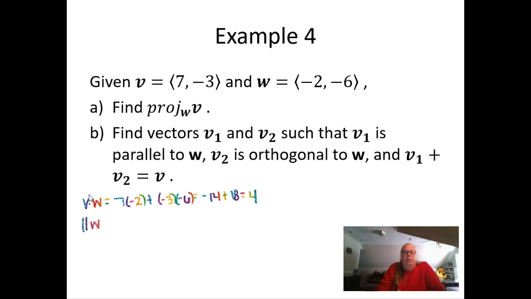The magnitude of w squared is going to be the square root of negative 2 squared plus negative 6 squared, squared. This is going to give me the square root of, let's see, 4 plus 36, which is 40, squared. Now that radical and the square will cancel, so the magnitude of w squared is going to be 40.